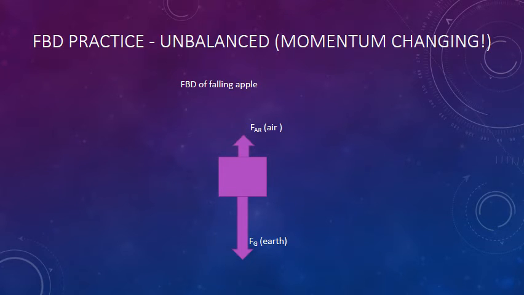Then I'm going to put in some air resistance acting upwards, slowing down that apple. The type of force, you can call it AR or write air resistance, and the object is the air. So that's what a free body diagram looks like of a falling apple. You'll notice that this free body diagram is unbalanced. The force upward from air is smaller than the force downwards from Earth, so this object's momentum will be changing.